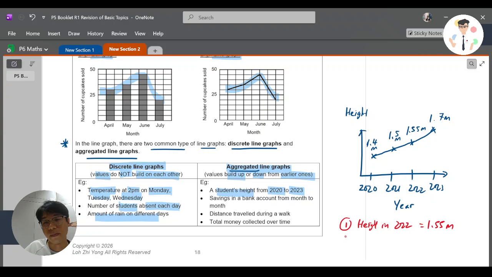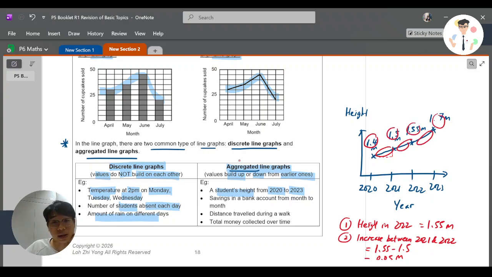But I can ask you a more in-depth question. What is the increase between 2021 and 2022? Then what you need to do is minus. So 1.55 minus 1.5 gives you 0.05 meter. So can you see that I'm calculating the increase part here already, not only the value itself. That's why I name it an aggregated line graph. It's depending on the previous one.